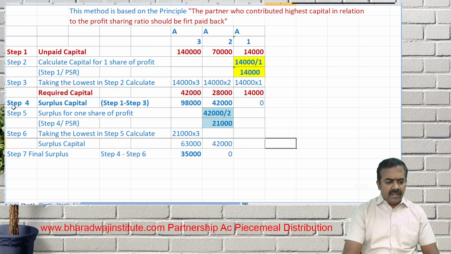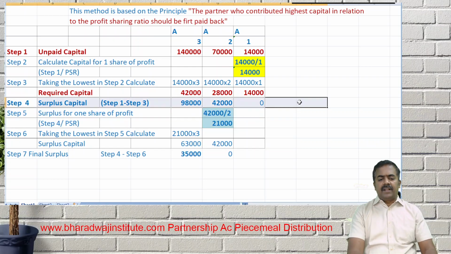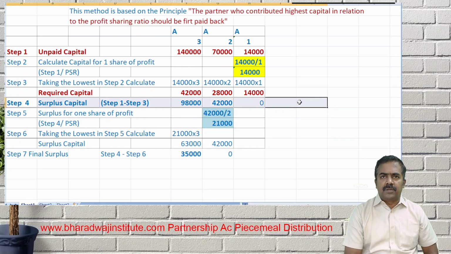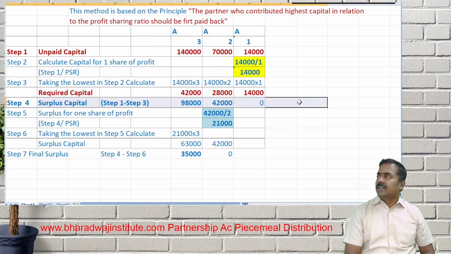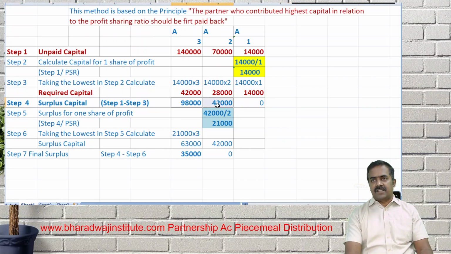Then we get a surplus capital. What is the surplus capital? 98,000 and 42,000. Now there are two partners who are having surplus. Which partner is having surplus? First partner and second partner. Between them, who should be paid first?